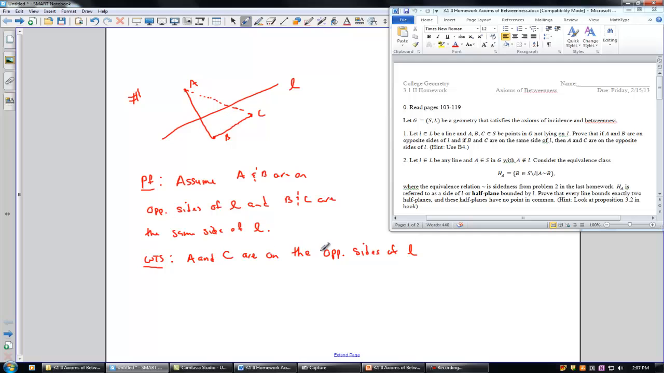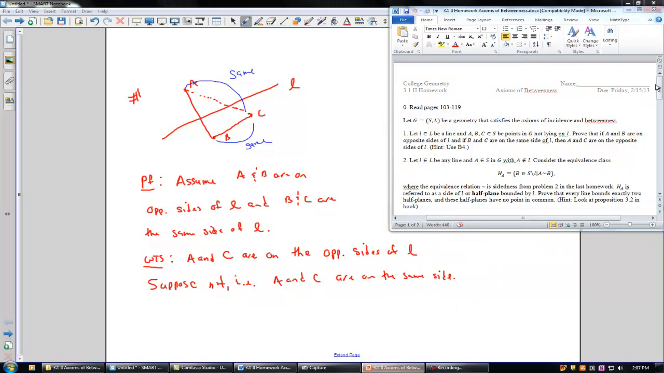And I'm sure there are lots of ways to prove this, but I think the simplest is just do it by contradiction. So suppose not. I.e., that is, A and C are on the same side. And so what you want to realize here is what we actually have. If you assume A and C are on the same side, we know B and C are on the same side, and so we can call up, let me pull this up for you so you can see it.